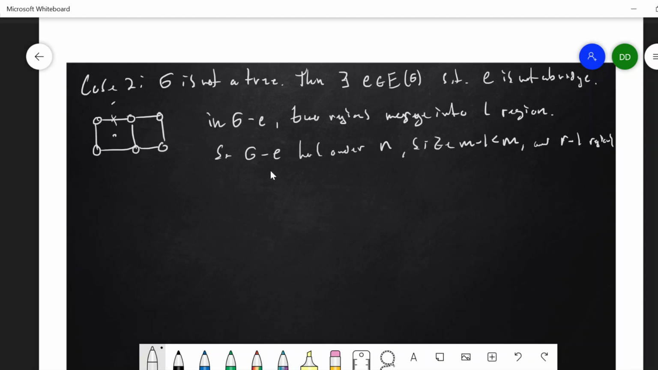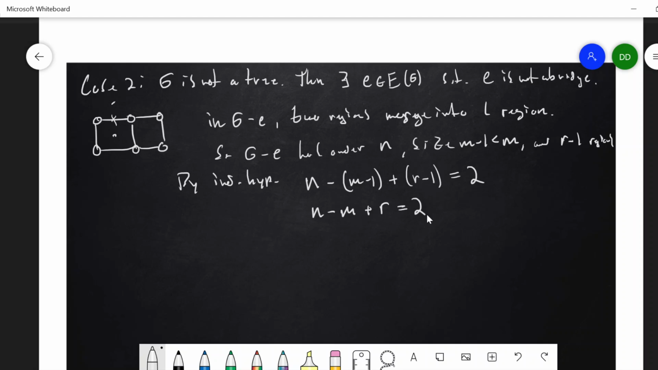Since it has fewer edges, by the induction hypothesis, it follows that n minus the number of edges, m minus 1, plus the number of regions, r minus 1, is equal to 2. That's what the induction hypothesis tells us, that the formula holds, and then check it out. Now I have n minus m plus 1 plus r minus 1. The ones cancel off. I have n minus m plus r is equal to 2, which is what we wanted to prove.